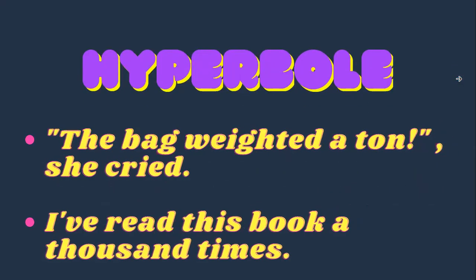Like here, when I say, for example, the bag weighs a ton. There's no bag that weighs a ton, at all. Yani, so why did he say this? He's exaggerating, or she's exaggerating, to say that it's really heavy. So this is what we call hyperbole. I've read this book 1,000 times. No one can read a book 4,000 times, okay? Because, yani, this is exaggeration.